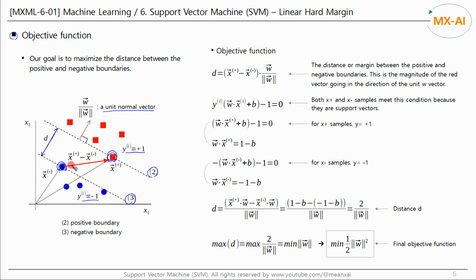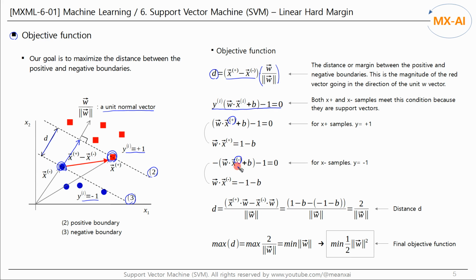The difference between the two vectors is this red vector. The distance d can be expressed as the dot product of this red vector and the unit w vector. This is the magnitude of the red vector going in the direction of the unit w vector. And the support vectors satisfy this equation. The x plus vector satisfies this equation because y is positive 1, and the x minus vector satisfies this equation because y is negative 1.